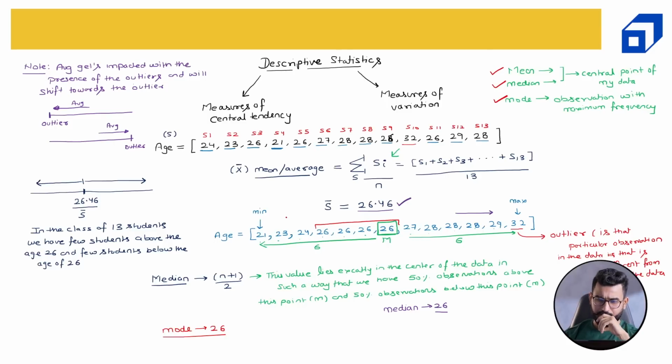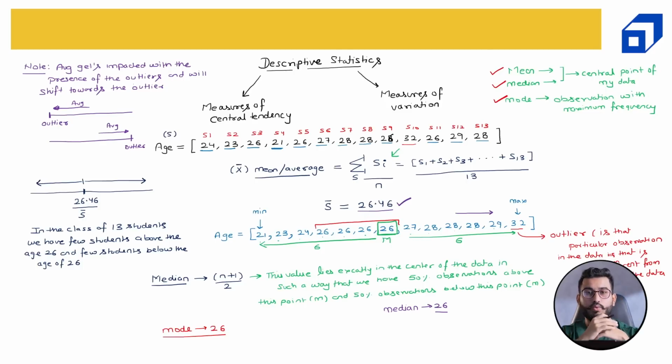And here you can see I was having the average to be 26.46. If I was not having this outlier, which is 32, I would have got this value close to 26 only. Sorry, 26.46 is my average. My median is 26. My mode is 26. In this case, I can say that my data is having a center of 26.